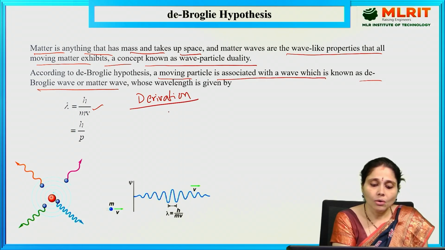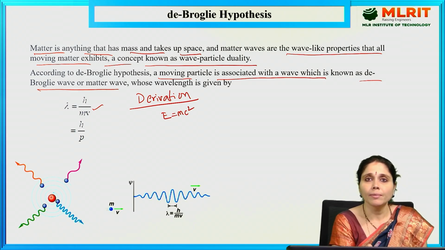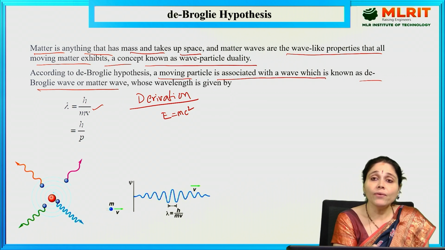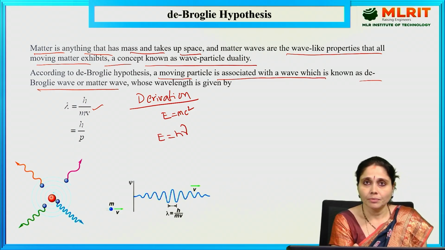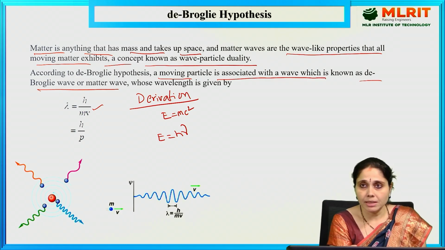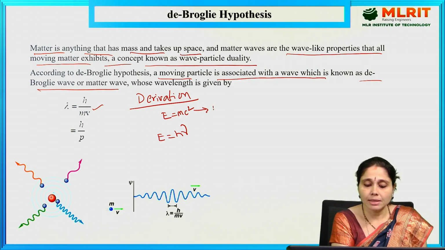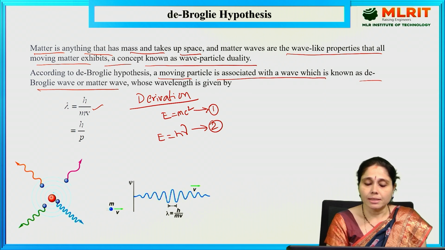We know from Einstein's mass-energy relation, E is equal to mc square, right? This is Einstein's mass-energy relation. If a particle moves with some energy, then it possesses some amount of frequency. The energy is directly proportional to the frequency, or E is equal to h nu. Let us consider this as 1, this as 2. Now equating both the energies.